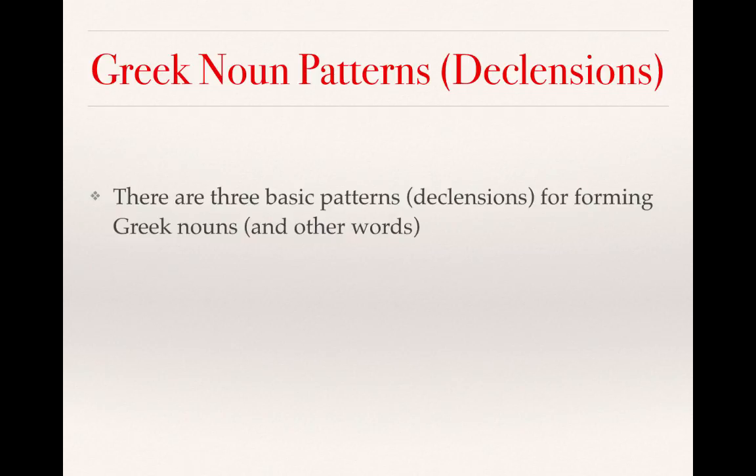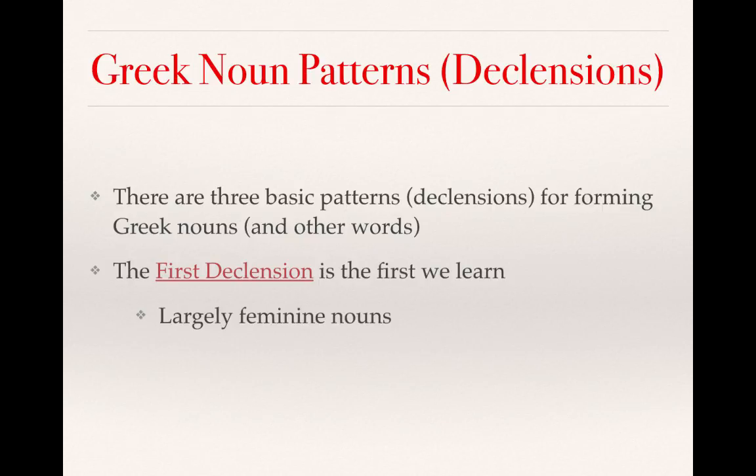So let's talk now about Greek noun patterns, or what are known as declensions. There are 3 basic patterns or declensions for forming Greek nouns and other words. The first declension is the one that we are learning today. This consists largely of feminine nouns, and they tend to end in either alpha or eta.